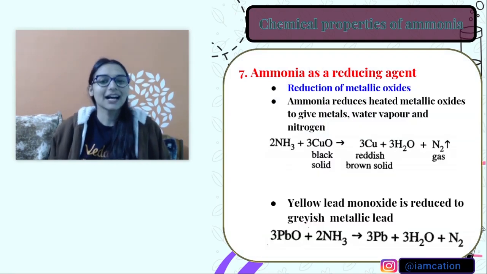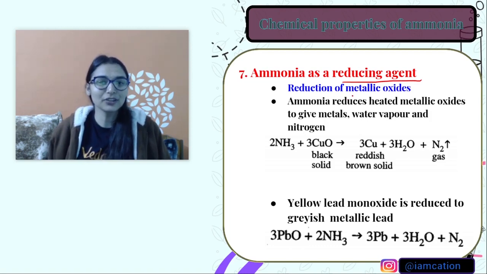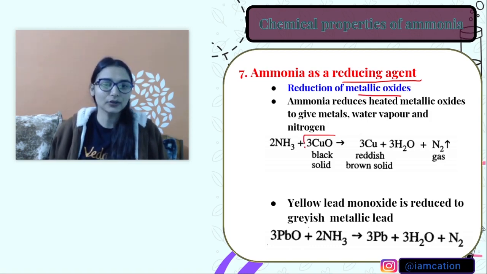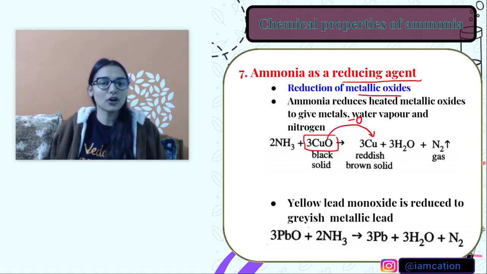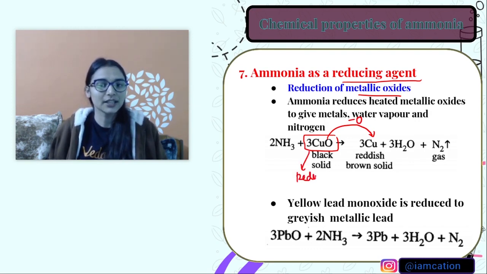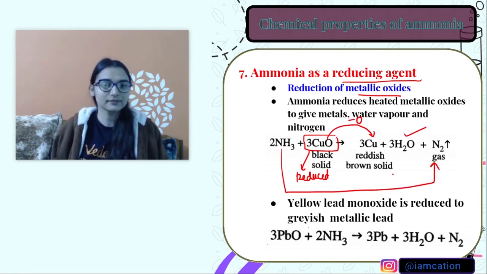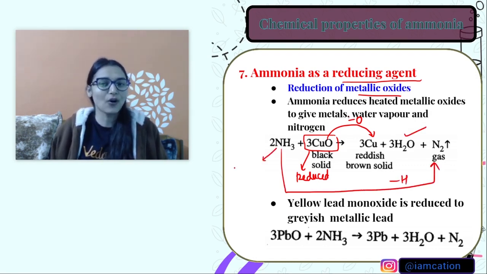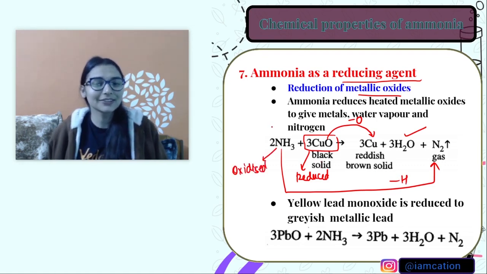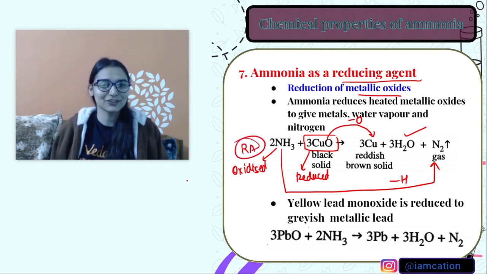Easy peasy. Another reaction where we can confirm it acts as a very good reducing agent is the reduction of a metal oxide. You can take copper oxide in the presence of ammonia. You can see over here copper oxide lost its oxygen and got reduced. And hydrogen took away oxygen, formed water, and now nitrogen is left all alone. Loss of hydrogen means oxidation. So it is itself oxidized, reducing the other species, acting as a reducing agent.